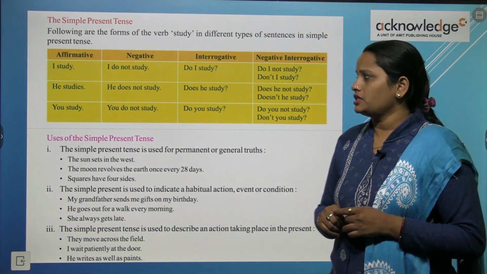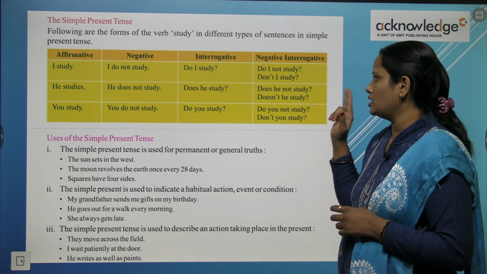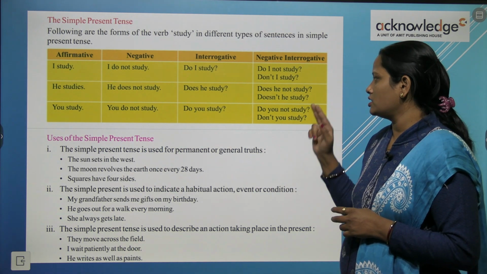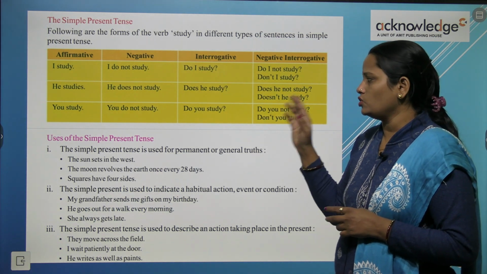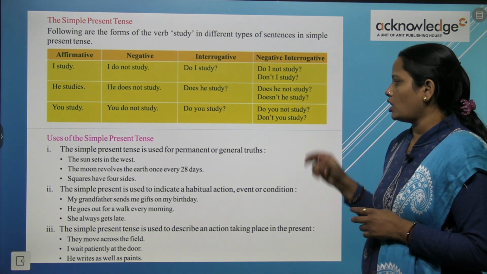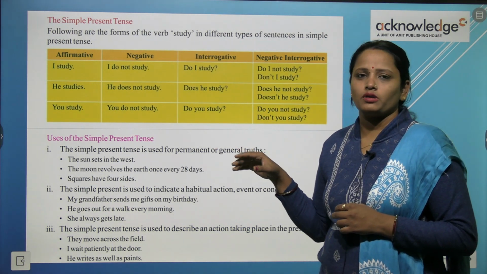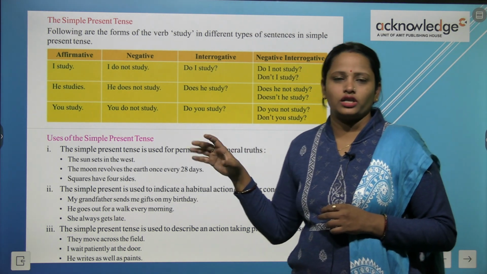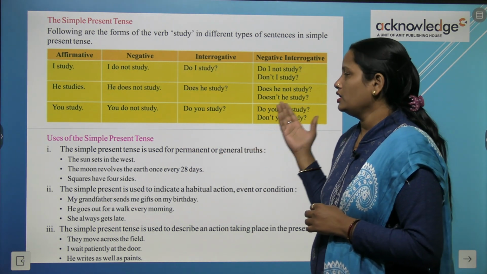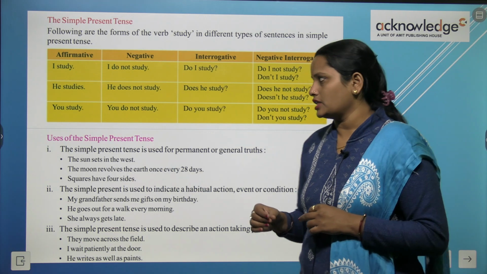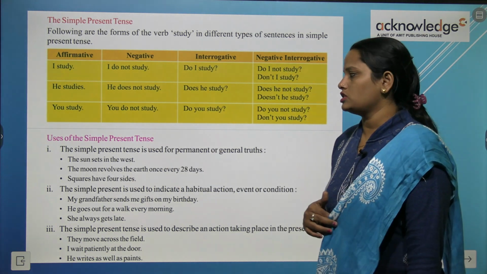Next is he studies, he does not study, does he study, does he not study, doesn't he study. You study, you do not study, do you study, do you not study, don't you study. So these are a few transformations of the sentences: how to change positive to negative, to interrogative, or to negative interrogative. Now, uses of the simple present tense. There are some rules given here.